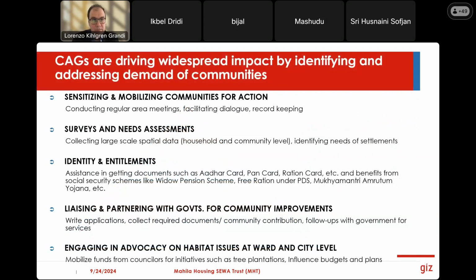So what they do is mobilizing communities, surveys and need assessments, identity, and entitlement. For example, building their own identities like their social security card, because there are many who don't have that in India. And then they start creating partnerships with governments. And then later on they engage in advocacy for a city level change.